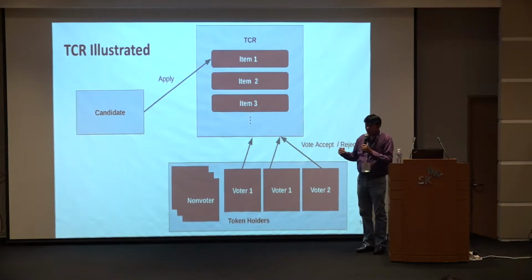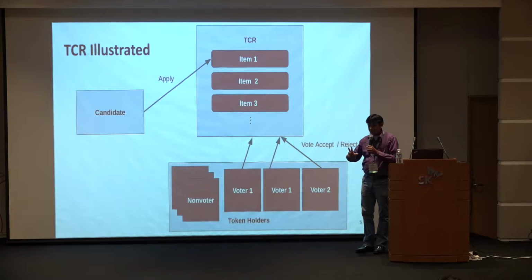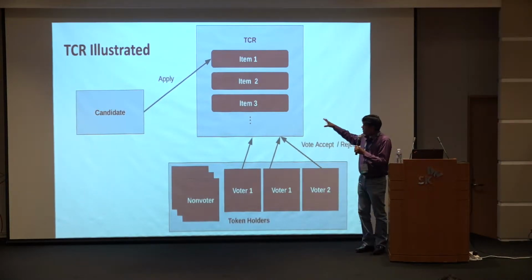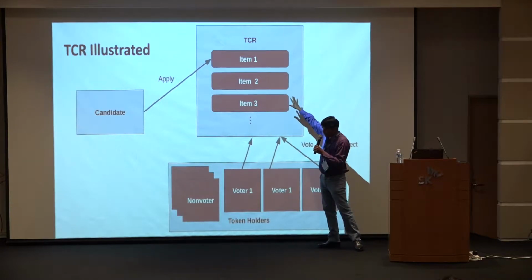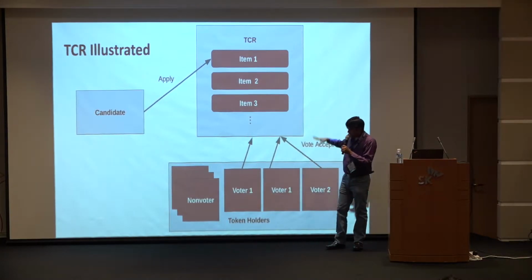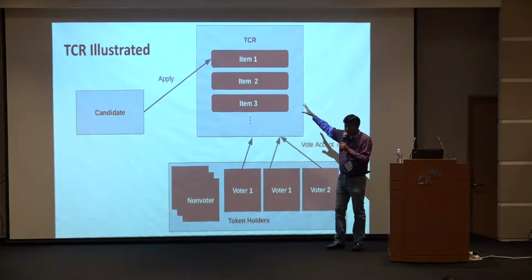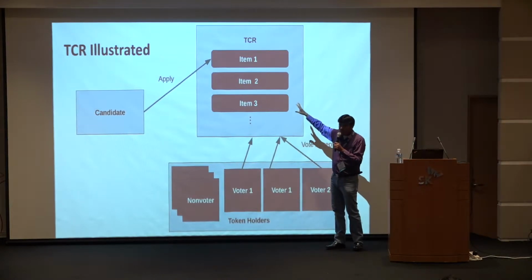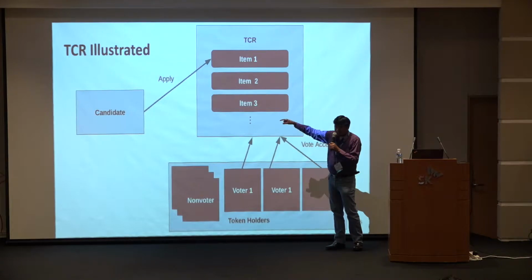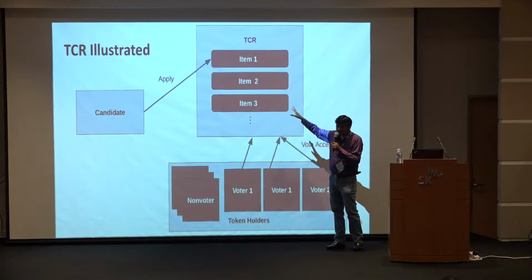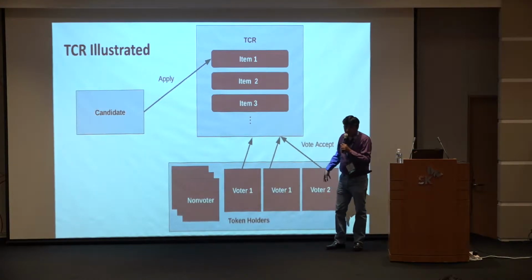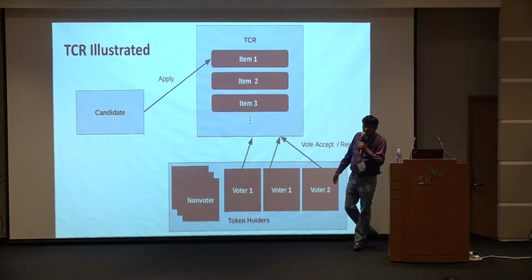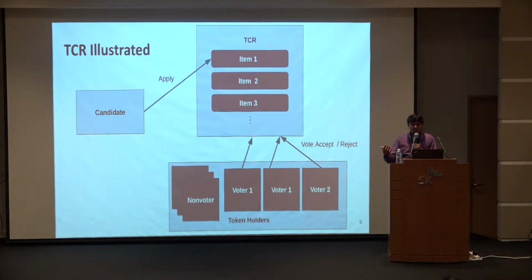And then the candidate, when they are submitting an item, puts a certain amount of tokens into the TCR. Let's say that I put 1,000 tokens to register my item to the list. If I lose, or if the majority of the voters say that, no, this item is not trustworthy, I won't accept this into the list, then the tokens that the candidate staked for the item will be distributed to the voters. That is the way the voters gain incentive in the TCR model.